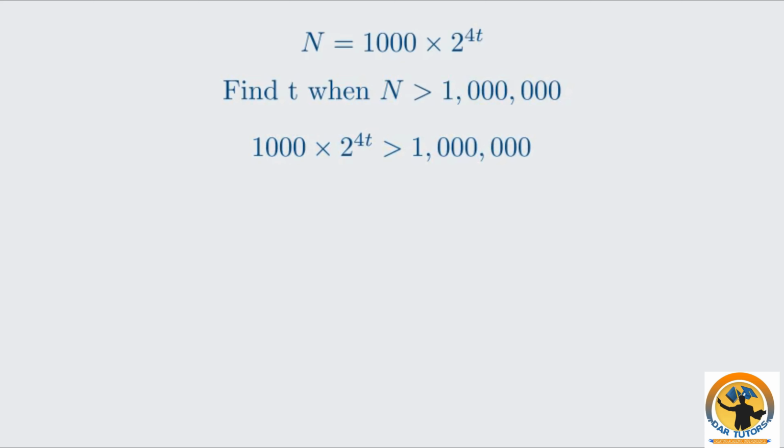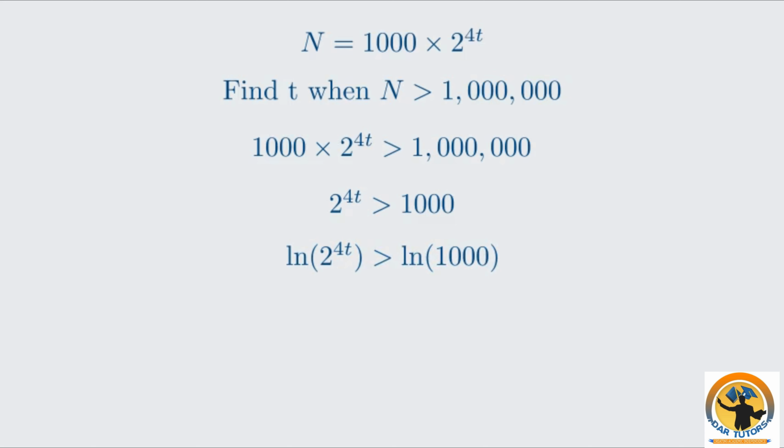Before taking logarithms, it's always a good idea to simplify the equation or inequality as much as possible. We can divide both sides by 1,000. This simplifies our inequality to 2 to the power of 4t is greater than 1,000. Now, we take the logarithm of both sides. Again, we'll use the natural logarithm. This gives us ln of 2 to the power of 4t is greater than ln of 1,000.